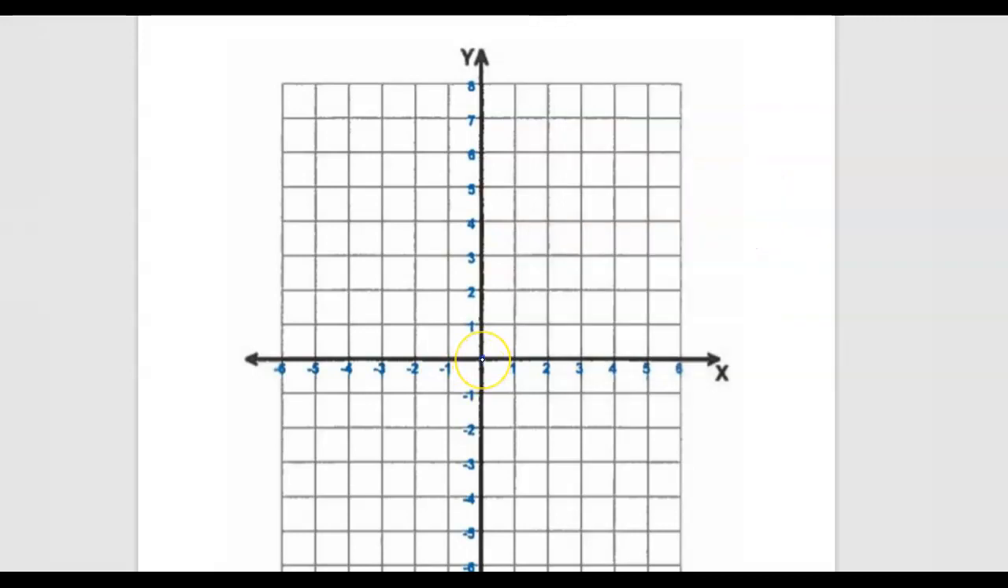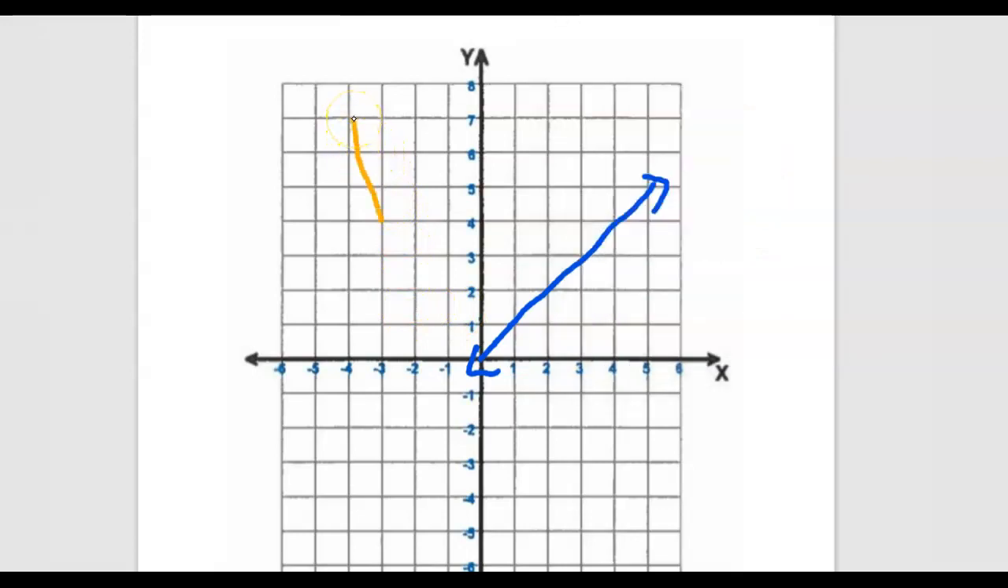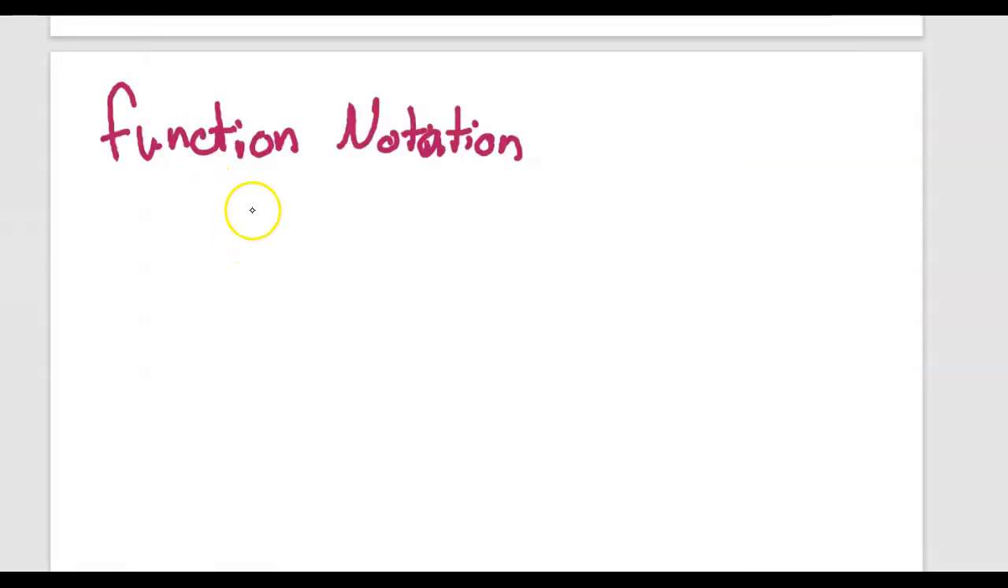Because let's say that I have this graph on here, and then I have another graph on here that looks something like this. Well, both of these are functions, but I don't know which one I'm talking about, especially if they're both drawn in the same color, black and white. If I just say, look at the function, you wouldn't know which one of these I was talking about. So what we do is we have function notation, and that function notation is just a way of naming things.